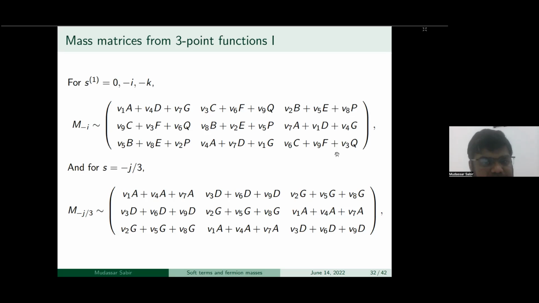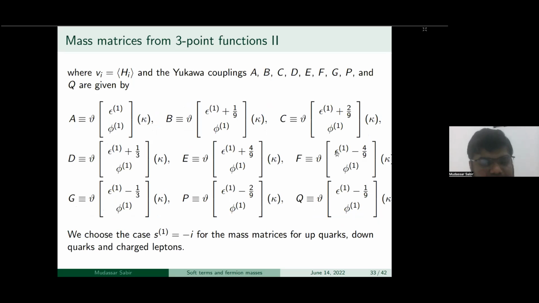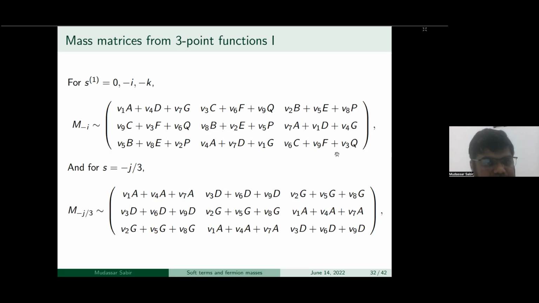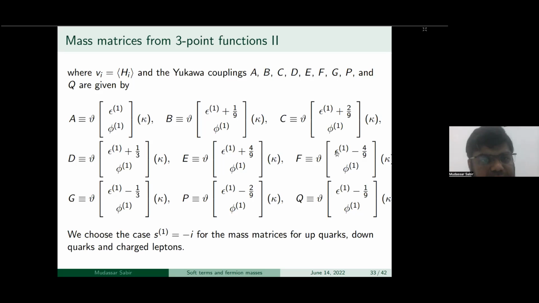And for S equal to minus J over 3, we have another mass matrix, but here we have a rank problem, so it cannot be used to fit the various masses of the fermions. So we will just take the first case, and we will choose S equal to minus I. And VI are the corresponding VEVs, and A, B, C, D, E, F, G, P, and Q are the Jacobi theta functions. We choose the case S equal to minus I for the mass matrices of up quarks, down quarks, and charged leptons.